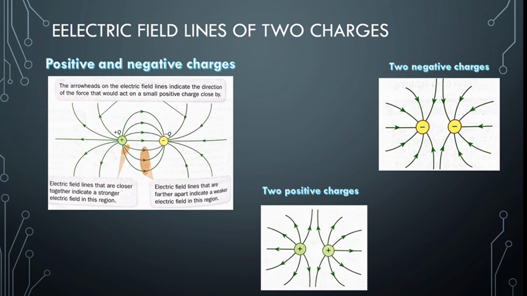Now, what about the electric field lines of two charges? If positive and negative charges, the lines will be like this. The arrowheads on electric field lines indicate the direction of the force that would act on a small positive charge close by. Look at this. For the negative one, the lines are directed towards the negative charge, while for the positive one, the lines are directed away from the positive charge. The combination becomes like this.